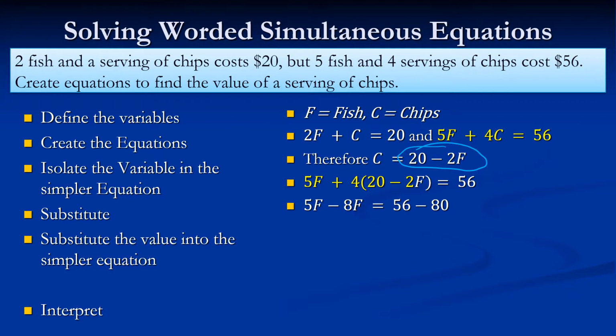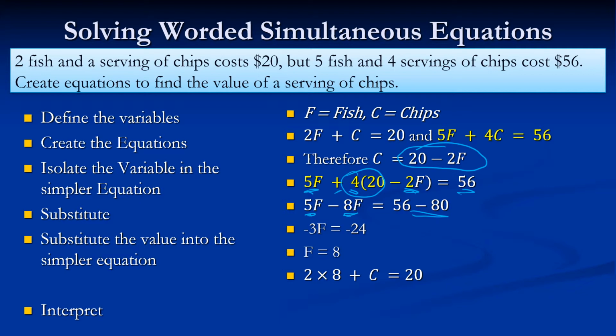Now we can just collect like terms and simplify. So in this case, we've got 5 fish, take away 8 fish. Well, 4 times 2f is 8 fish, equals 56, take away 80. So 4 times 20 is 80, but there's a plus. So to get it on the other side of the equation, we've got a minus. So 5f take 8f equals 56, take 80. So -3f equals -24. So we just divide both sides by -3 to find that fish equals, what, $8.